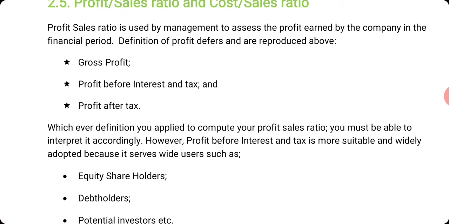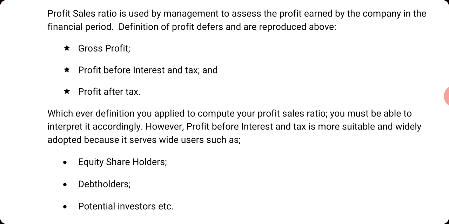So we have gross profit. Now profit has different definitions. Profit can be defined as gross profit. Profit can also be defined as profit before interest and tax. Profit can also be defined as profit after tax. It depends on the variations you want to use, but whichever you decide to use, you just have to be consistent and also back it up with cogent reasons why you've chosen to define it. But to provide guidance, it is more appropriate that you adopt profit before interest and taxes as your definition of profit when making your profit sales ratios analysis.